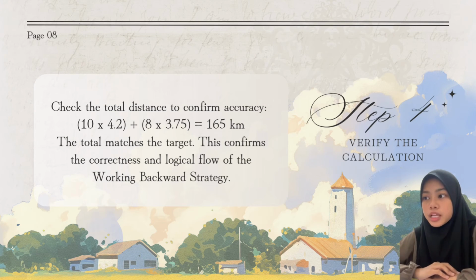And lastly, step 4. Verify the calculation. Check the total distance to confirm accuracy. So, 10 times 4.2 plus 8 times 3.75 plus 12 times 7.75 equals 165 kilometers. The total matched the target. This confirmed the correctness and logical flow of the working backward strategy. So, this confirms the answer is correct.